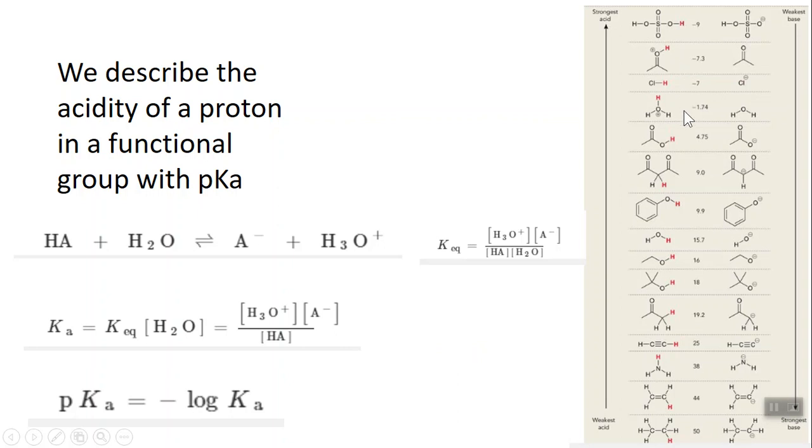If you look at the list of functional groups here and their pKa's, you'll see that the carboxylic acid with 4.75 as its pKa is the most acidic of the organic compounds. But that's really not very acidic. That's still a Ka of 10 to the minus 4.75, about 10 to the minus 5 for the Ka, which means that you really have a lot of the starting material, the reactants, in solution and not very much of your products.